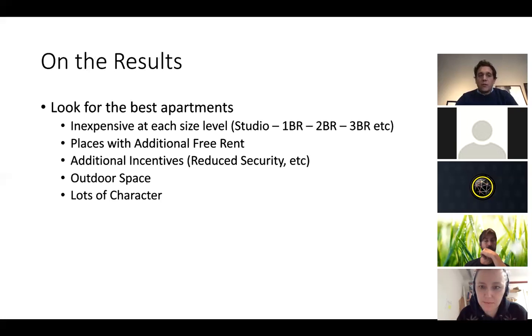So again, when you find the results, look for the best things, right? Inexpensive at each size level: studio, 1 bedroom, 2 bedroom, 3 bedroom. If you can find a 3 bedroom for under 3,000, you're probably going to get a lot of calls on it. Places with additional free rent, like the one that was offering 3.75 months, you can put that in the description. Additional incentives, some of them have reduced security, outdoor space, character, charm, size. Maybe it's a huge 1 bedroom, maybe it has no light whatsoever, but it's like 800 square feet for $2,400. You're going to find someone who probably wants that because they want a big place.